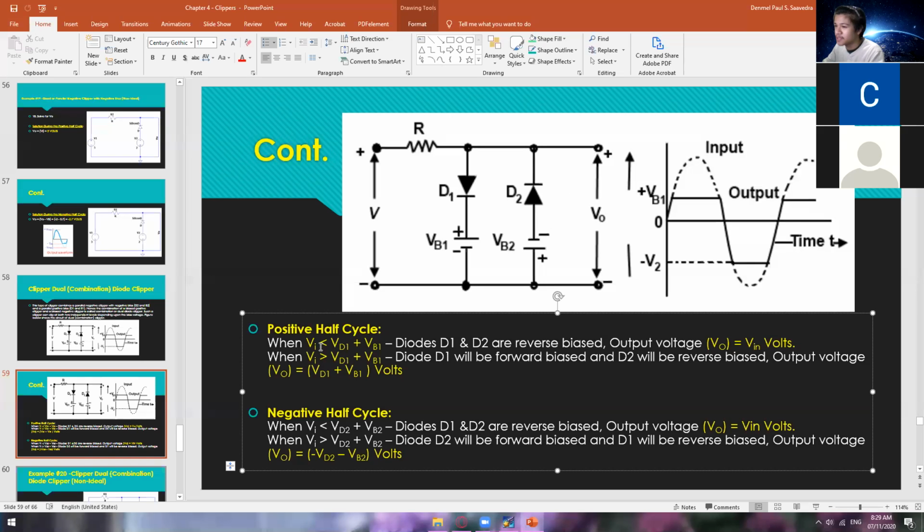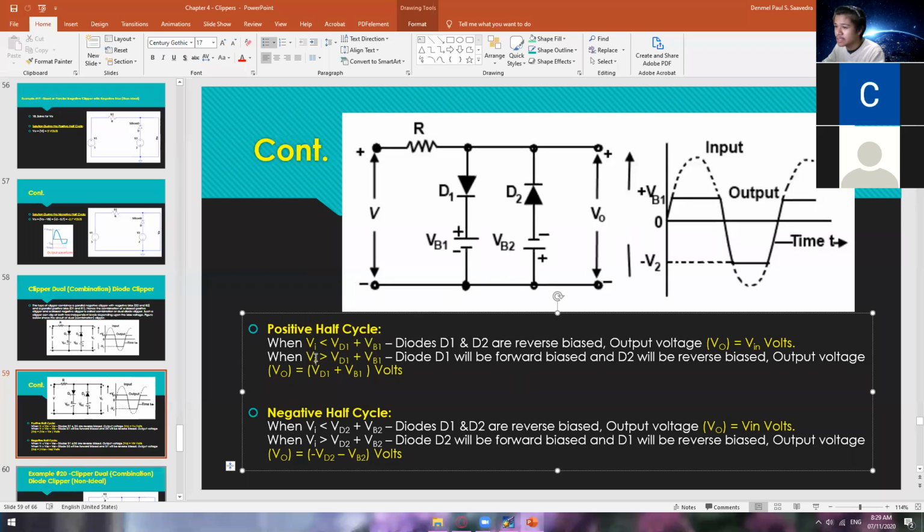So there are some cases wherein V sub I is lesser than those. If they are lesser than those, then it will pass through our V sub O. So whatever is the value of our V sub I will be equal to V sub O. However, the most common case is V sub I is always greater than D sub 1 and then VB1 and then D sub 2 and then VB2.